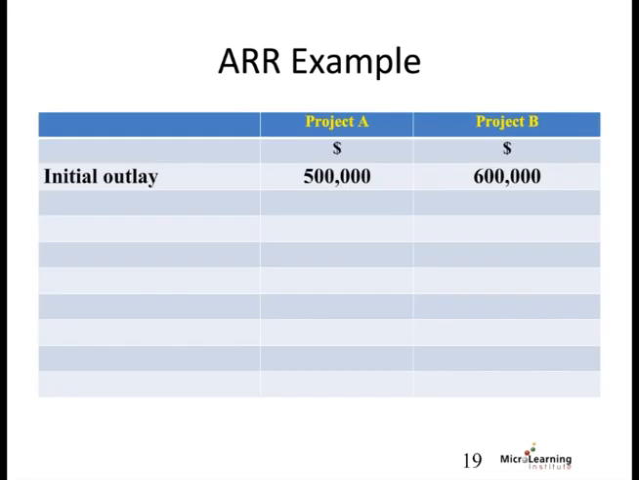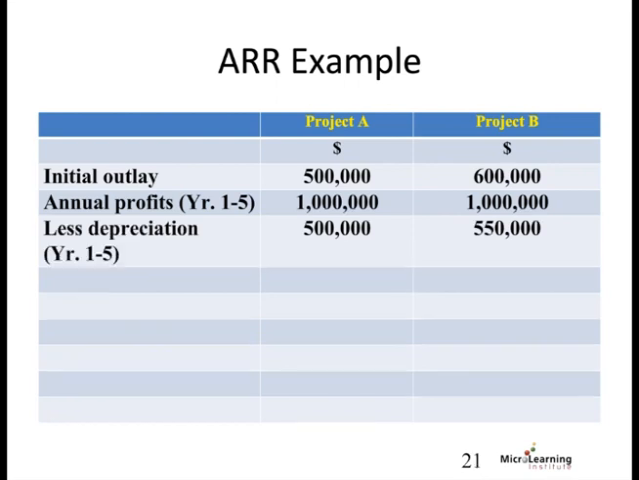Project A involves an outlay of $500,000. Project B involves an outlay of $600,000. Company annual profits before depreciation are $200,000. Over 5 years, this totals $1 million.